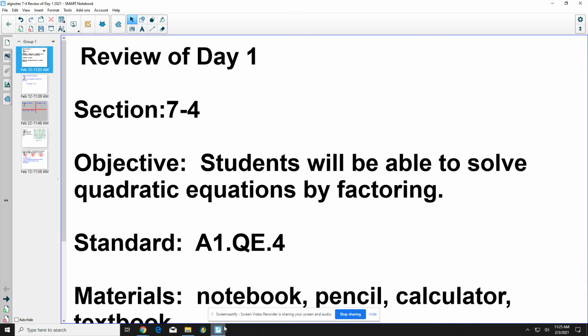Hi, today we're going to review what we learned yesterday and do an assignment over 7-4. So our objective today is to be able to solve a quadratic equation by factoring.